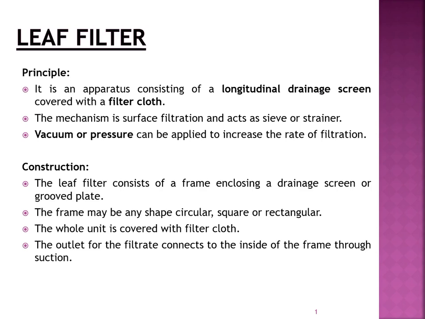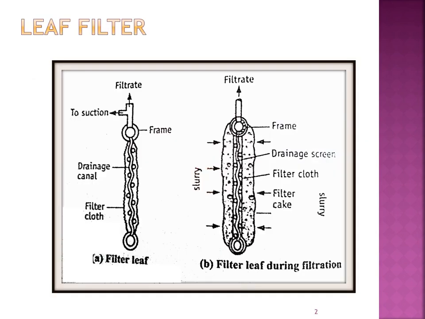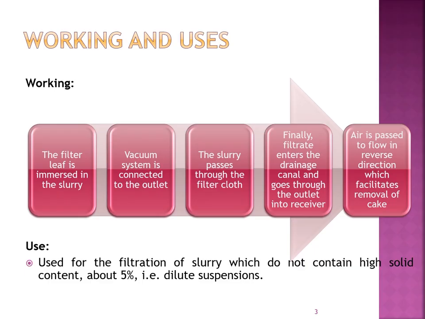The leaf filter consists of a longitudinal drainage screen covered with a filter cloth. Vacuum or pressure is applied to increase the rate of filtration. This filter cloth acts as a strainer and collects the solids. The frame can be of any shape, circular, rectangular or square, and it is fully covered with the filter cloth. The outlet of the filtrate is connected to the inside of the frame through suction. This is the description of the filter cloth, and this is the working principle.